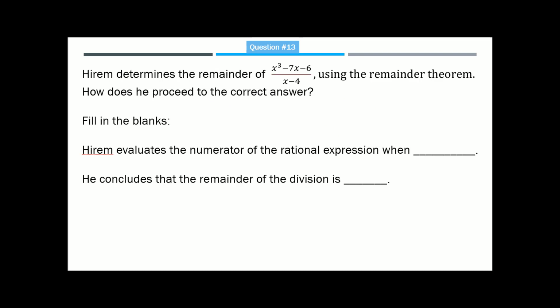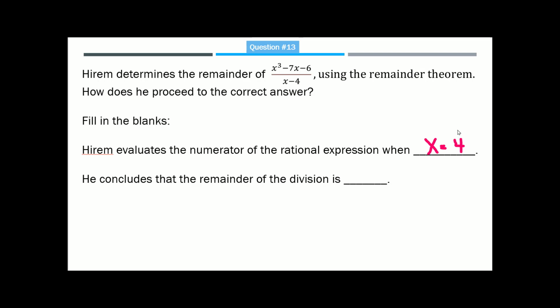All right, for question number 13, we have a word problem. It says Hiram determines the remainder of x to the third power minus 7x minus 6 over x minus 4. So he's dividing the denominator into the numerator using the remainder theorem. How does he proceed to the correct answer? If you practice and go through your notes, you know what happens here. He's going to evaluate the numerator of the rational expression when x is equal to 4.